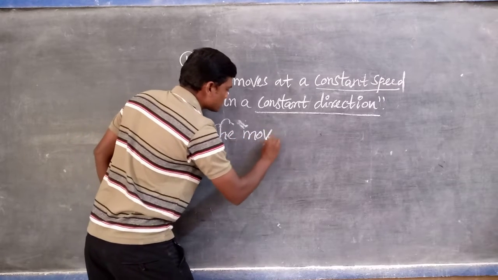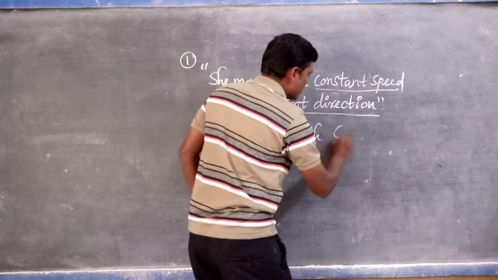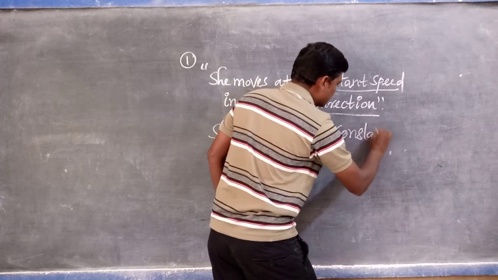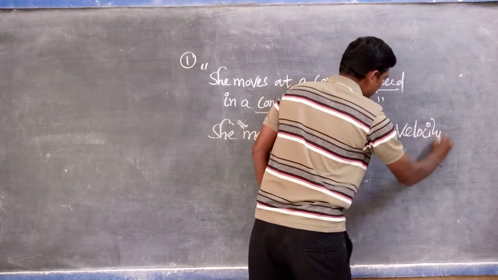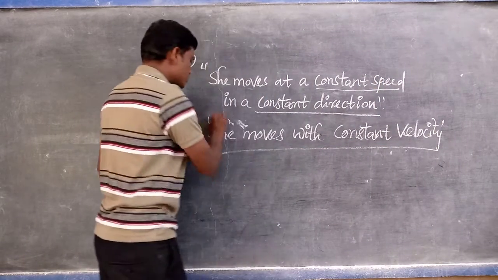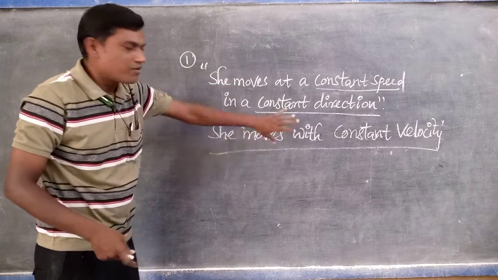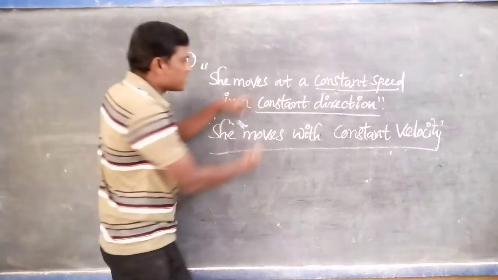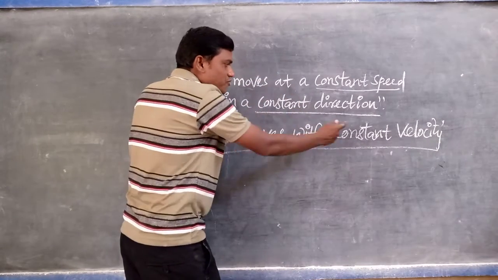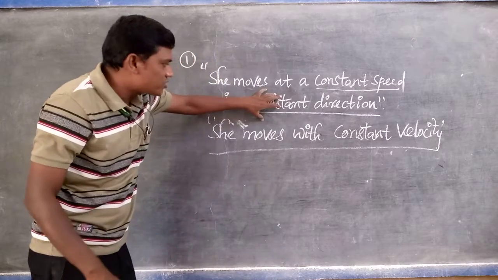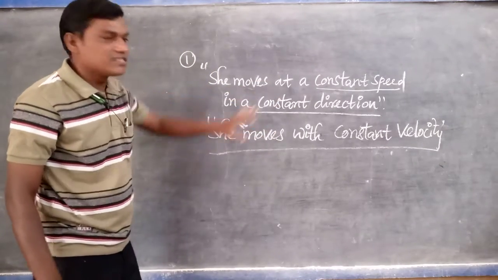She moves with constant velocity. Simply you can write that. She moves with constant velocity. So this length of the statement, simply we can write like this or not. It is longer words, this is fewer words. That's why the lengthy words we can write into fewer words, by this type of way.